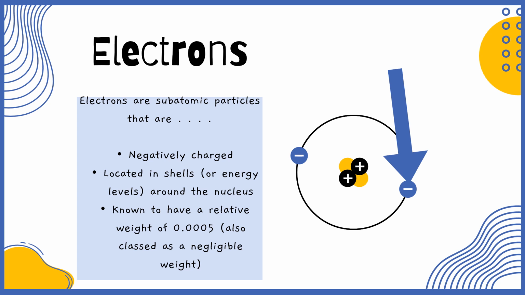Moving to electrons, electrons are the subatomic particles that are negatively charged. They are located in energy shells or orbits. This is the energy shell or orbit. The electrons are located in here. They are revolving around the nucleus. Now, proton relative mass was 1, neutrons relative mass was 1. For electrons, the relative mass is 0.0005, which is negligible. So we count it as 0.